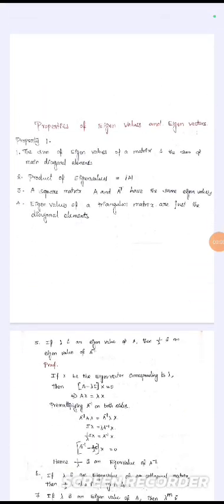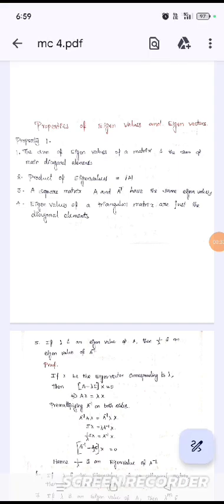Next, my topic is properties of eigenvalues and eigenvectors. In the previous topic, we found eigenvalues and eigenvectors. Here we see the properties of eigenvalues and eigenvectors. The first property is that the sum of eigenvalues of a matrix is the sum of the main diagonal elements. Adding all eigenvalues, we get the sum of the main diagonal elements.